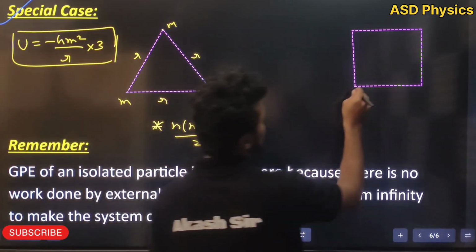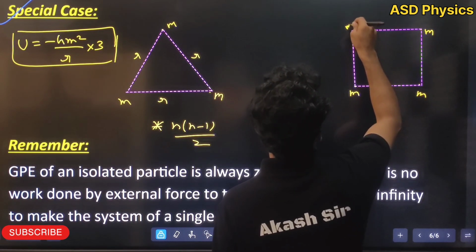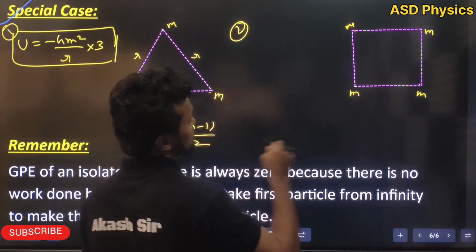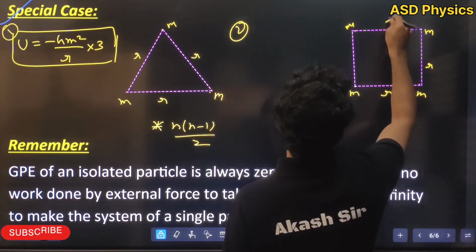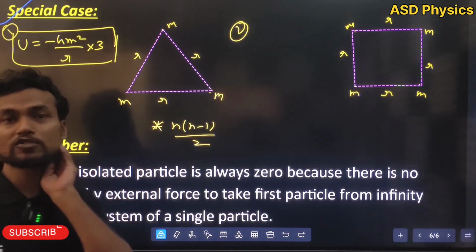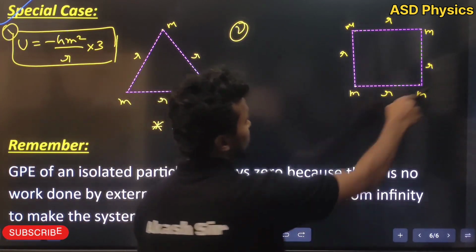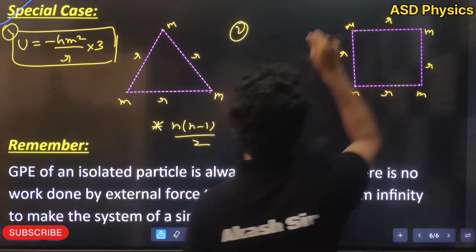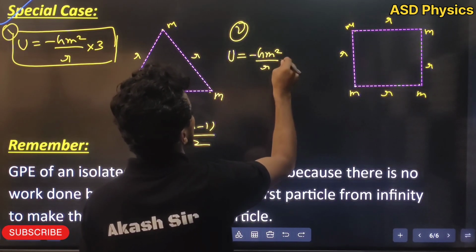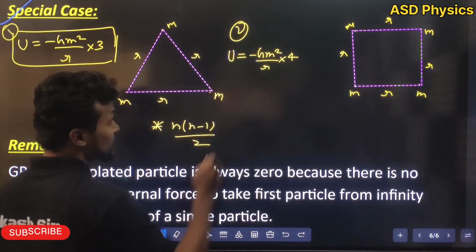Now similarly, see this one: a square with M at each corner. I am taking this as the first case. In the second situation, again sides R and R. How many pairs are there? Again use the formula n(n minus 1) by 2, put n equal to 4, and you will get 6. 4 pairs will be sidewise: 1, 2, 3, 4. So 4 pairs sidewise means minus G M square by R into 4. After that, 2 pairs will be diagonal.